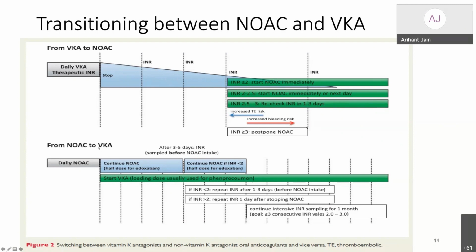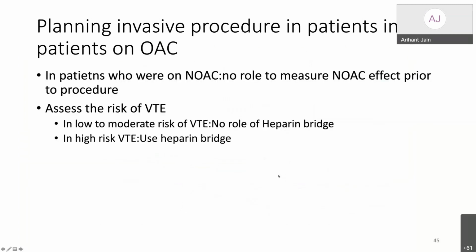And if it is the reverse, where the patient is on NOAC and you have to shift him to VKA, because he says, I cannot afford it anymore, or the patient has developed renal failure, or he has to be started on a drug which will interact with NOAC, then you just continue the NOAC and you start the loading dose of warfarin, which is typically 5 milligrams. And as soon as the INR becomes more than 2, you stop the NOAC and you continue the warfarin.